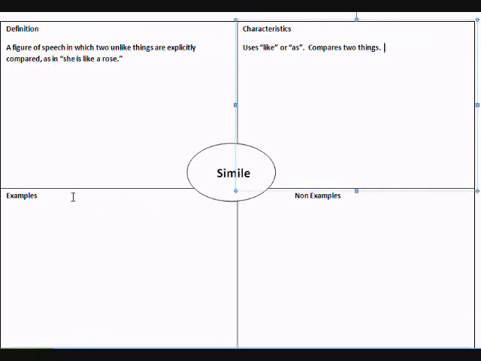When filling out the chart, it's just as important for students to be able to fill out the non-examples as it is for them to be able to fill out the examples.